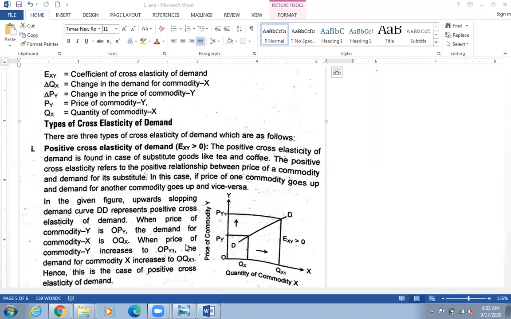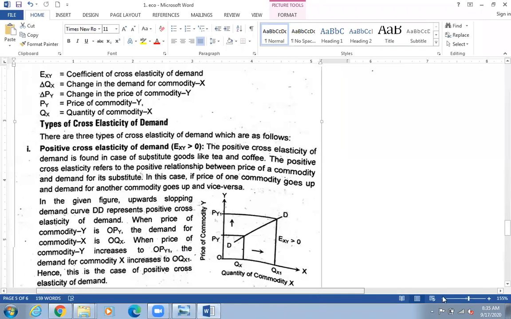Okay, and how does this represent it? It is shown by an upward sloping demand curve. If the line goes upward when you join this point and this point, this shows that it is a positive relation. Okay, if it is going downward, it shows the negative relation. When one increases and the other decreases, that is the negative relation. So let us go to the next.